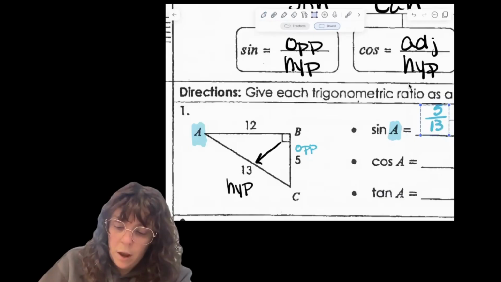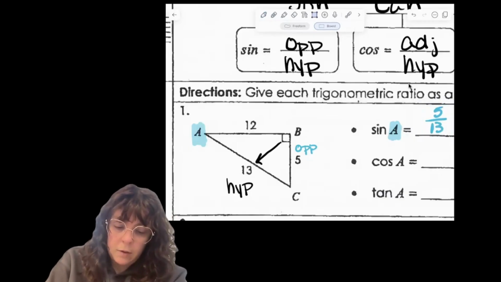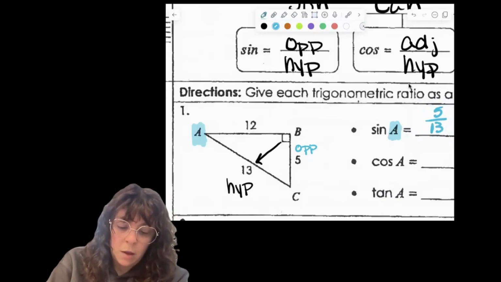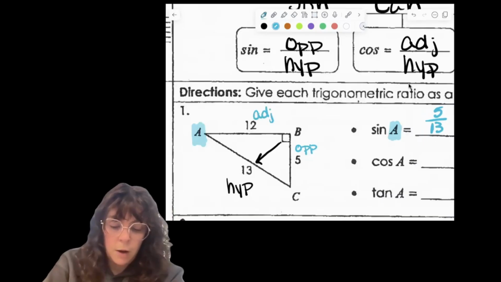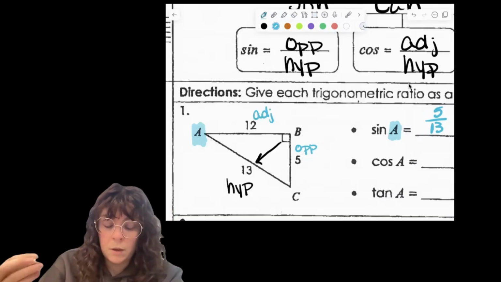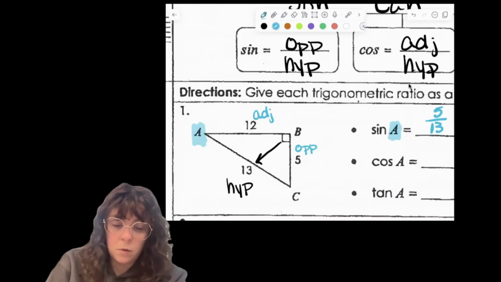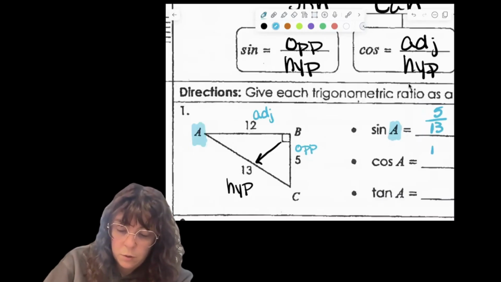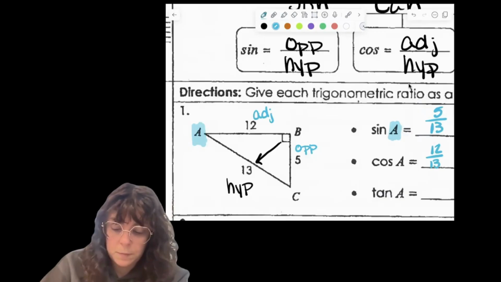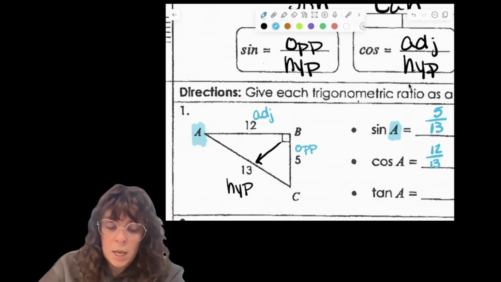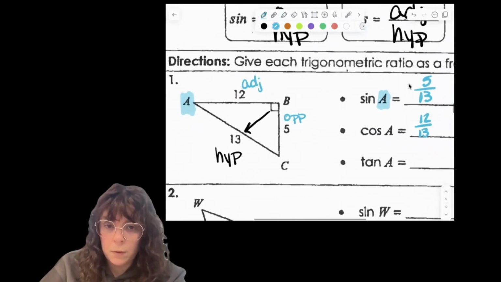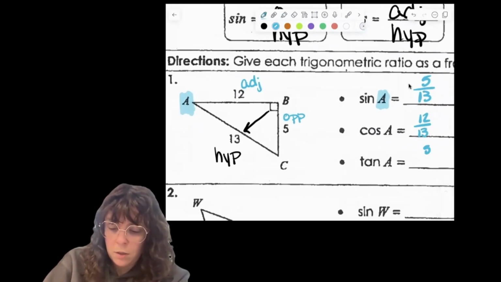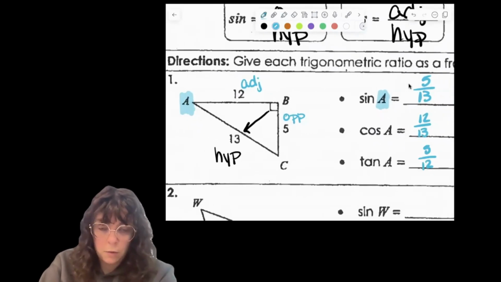The next one is asking us about the cosine of A. The adjacent side to A is going to be the 12, and cosine is adjacent over hypotenuse, so it's going to be 12 over 13. And then tangent is opposite over adjacent, so the opposite side is 5, and the adjacent side is 12.